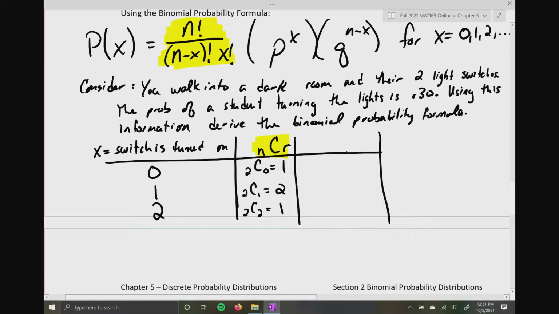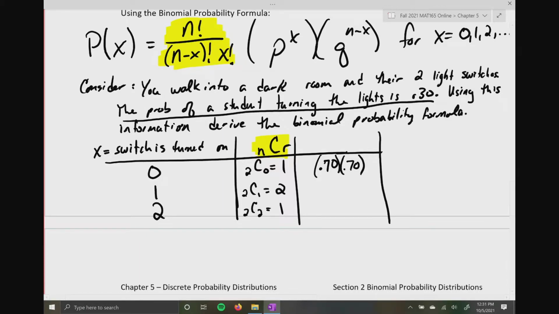For the very first situation where no light switches are on, we know that the probability that a student turns the lights on is 0.30, which means the probability that they will not turn it on is 0.70. So if we really think about this, we have 2 light switches. Here's the first switch. There's the second switch. So that's going to be 0.70 times 0.70.